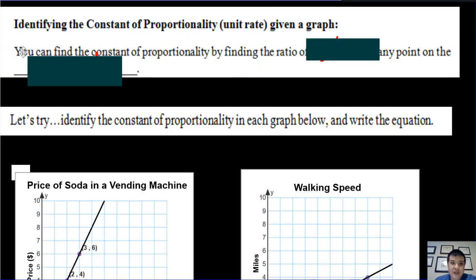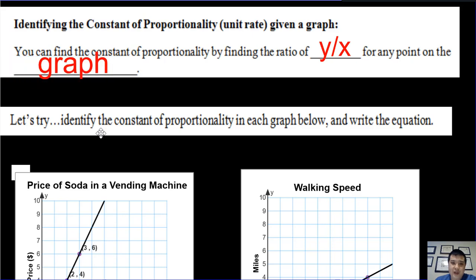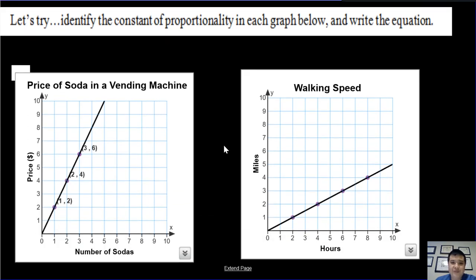We just talked about this. Identifying the constant of proportionality or unit rate given a graph, you can find the constant of proportionality by finding the ratio y over x for any point on the graph. Okay. So let's try to identify the constant of proportionality in each graph below and write the equation.